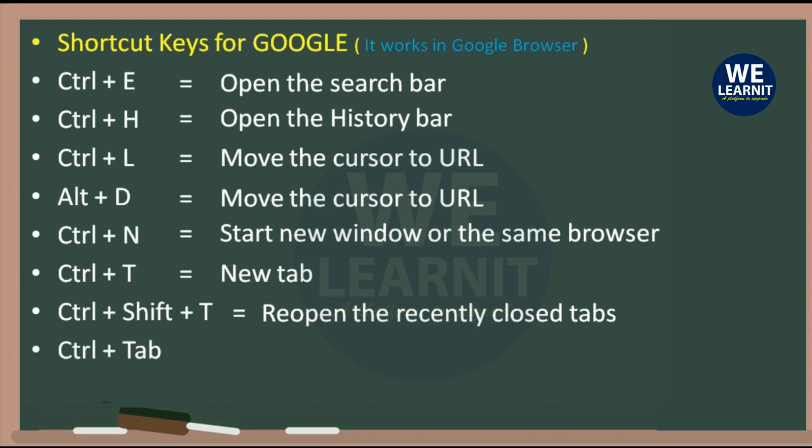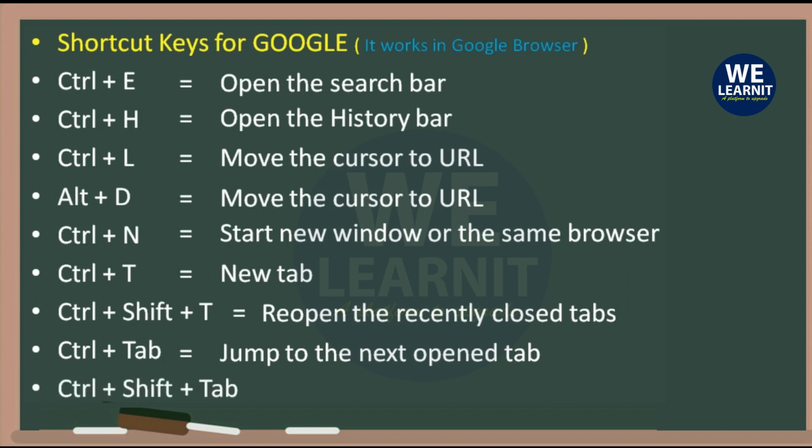The Control tab to jump to the next open tab. So when you have multiple tabs open, when you're doing multiple works together, when you are in multiple websites, by using Control tab, you can jump into different websites, different tabs. The last one, Control Shift and Tab. It is used to jump to the previous open tab.